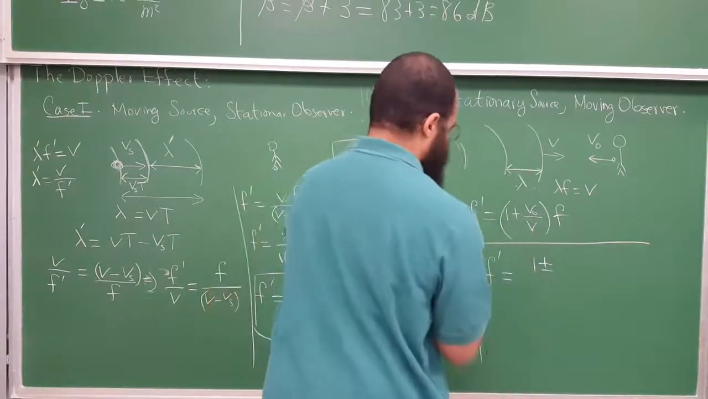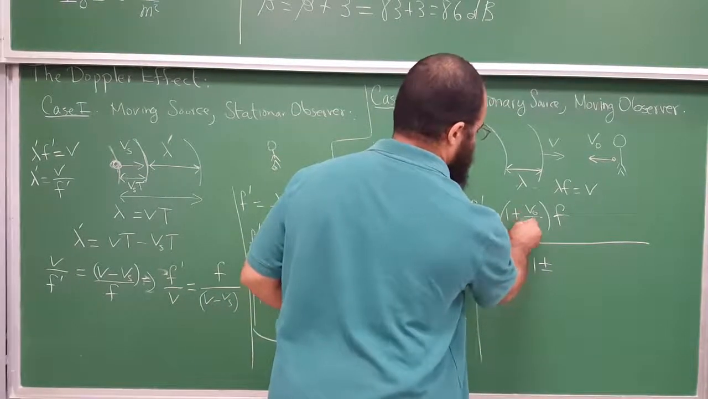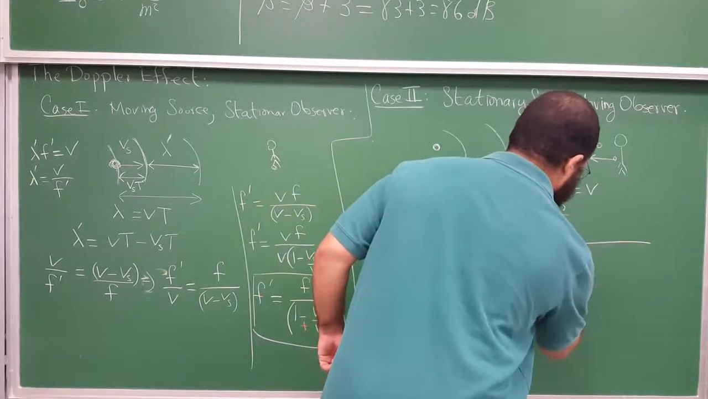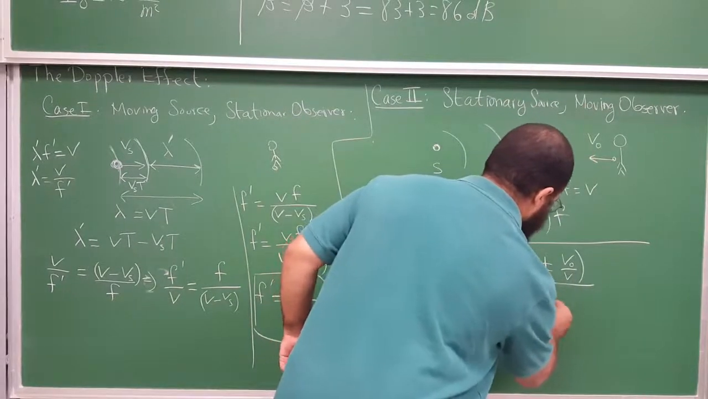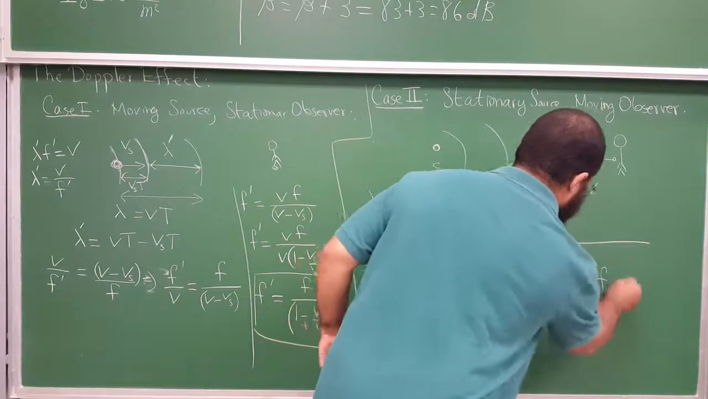Here, I should put the minus also. If the observer is approaching the source, it would be plus. If the observer is moving away from the source, it would be minus, so it would be plus or minus. And then v observer over the speed of sound. And then on the bottom, we have 1, also plus or minus, V source divided by v, and then f.